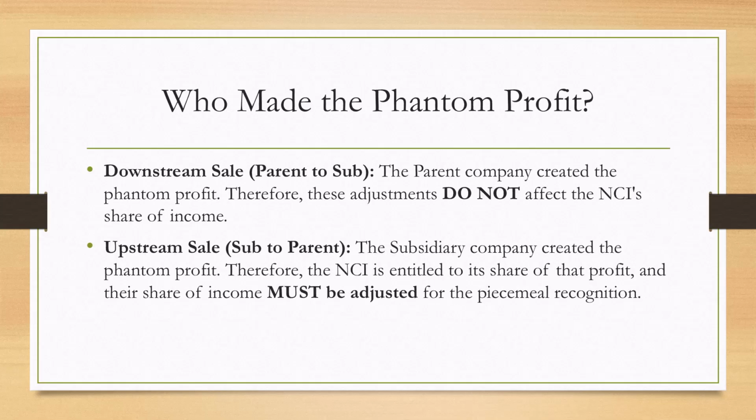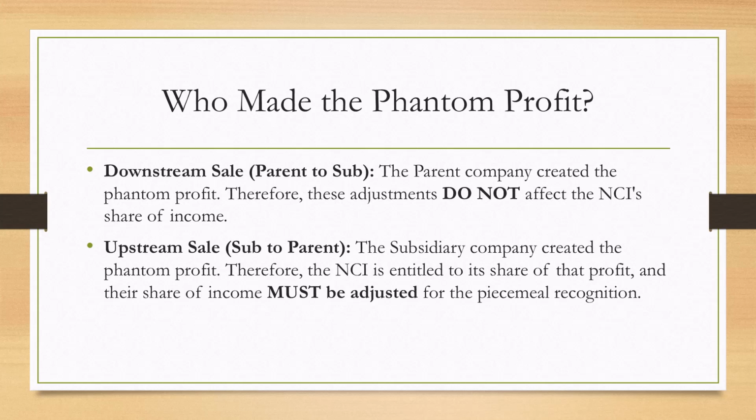Finally, we must ask a critical question that affects our non-controlling interest calculation. Who made the phantom profit? If it was a downstream sale from the parent to the sub, then the parent company created the profit. In this case, none of these adjustments affect the non-controlling interest share of income.